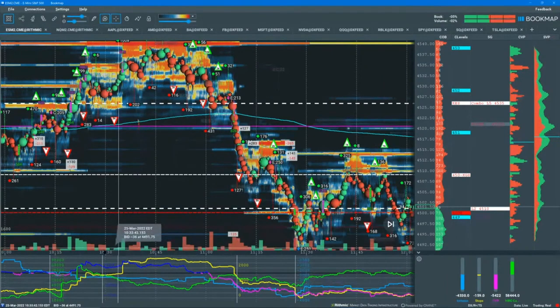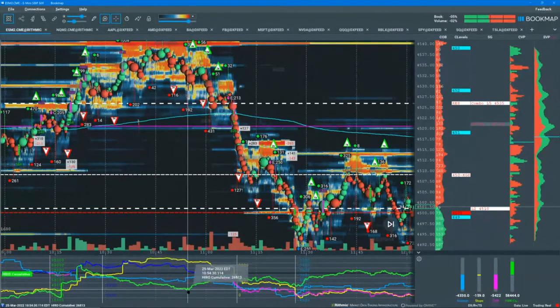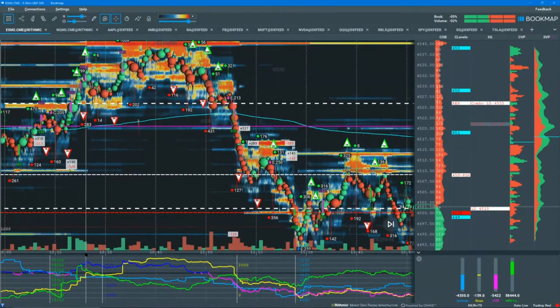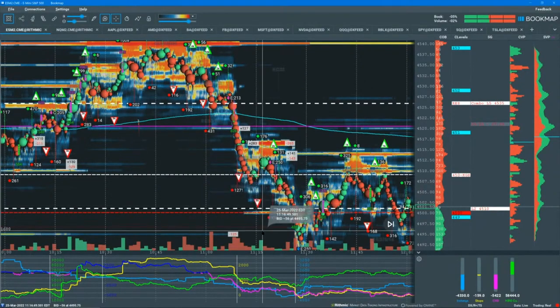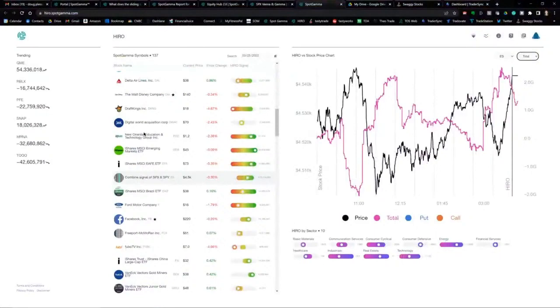So again, notice how far this precedes the move down. It started, I guess, almost 30 minutes before ES started to move down. So in this case, it was a good leading indicator. And then what I actually saw in this tool, we'll take a look at SPY first.